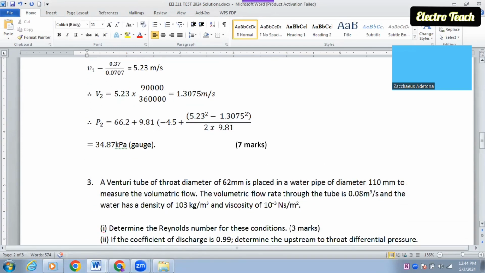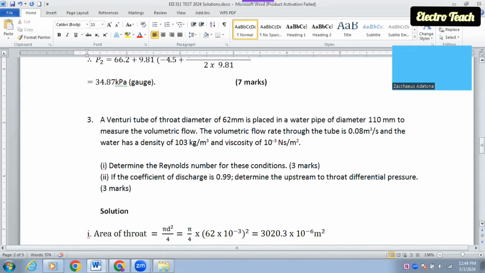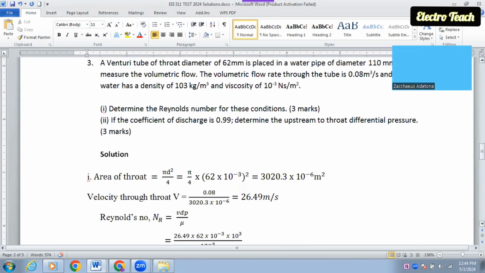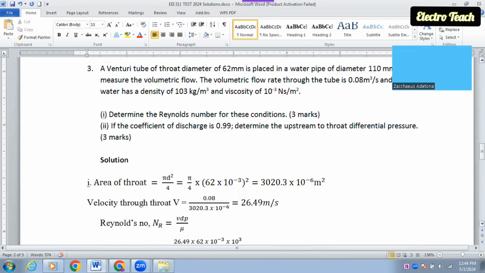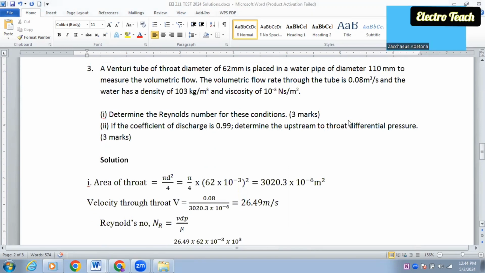Now we want to move on to question number 3. It's another calculation based on flow measurements. A venturi tube of throat diameter 62 mm is placed in a water pipe of diameter 110 mm to measure the volumetric flow. The volumetric flow rate through the tube is 0.08 meter cube per second, and the water has a density of 10 to the 3 kilogram per meter cube and viscosity of 10 to the minus 3 Newton seconds per meter squared.